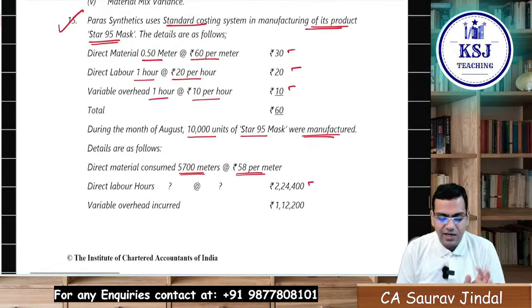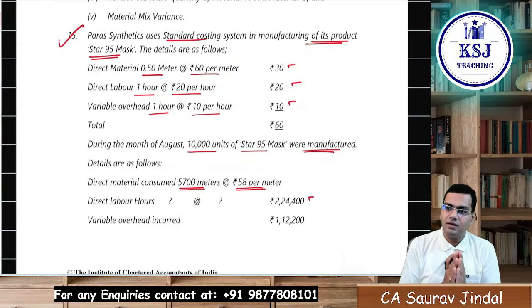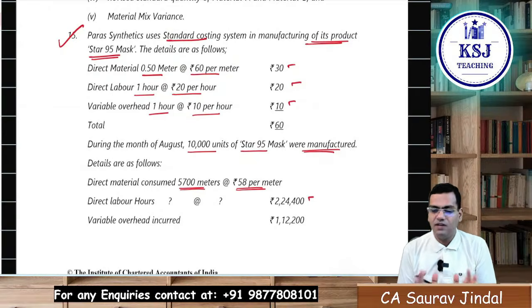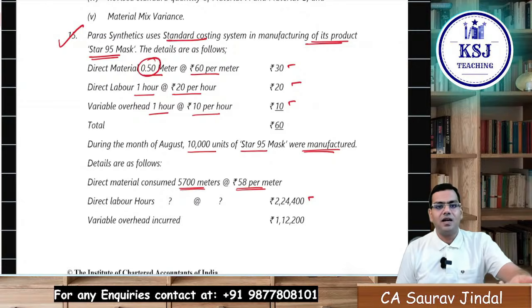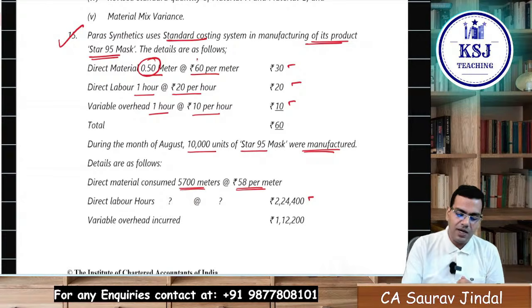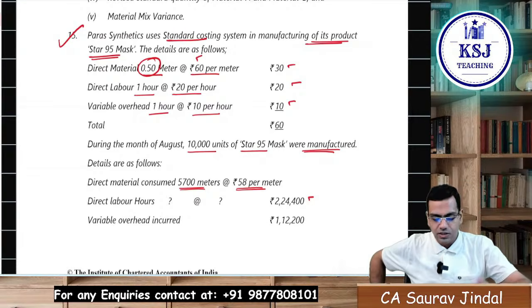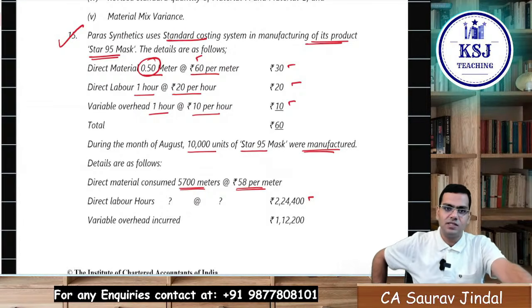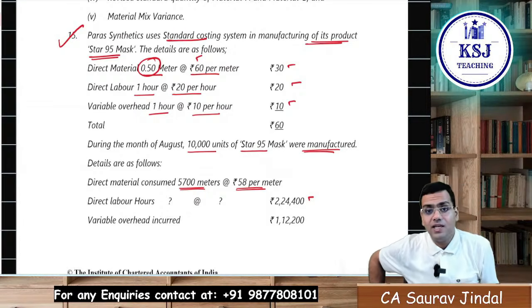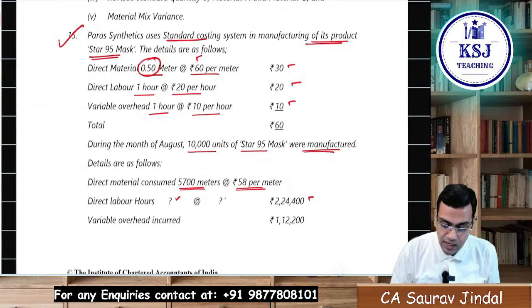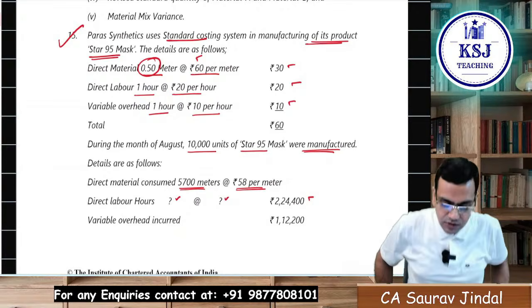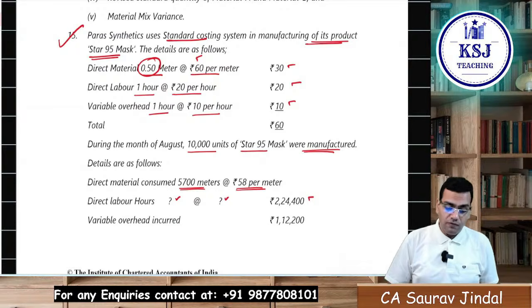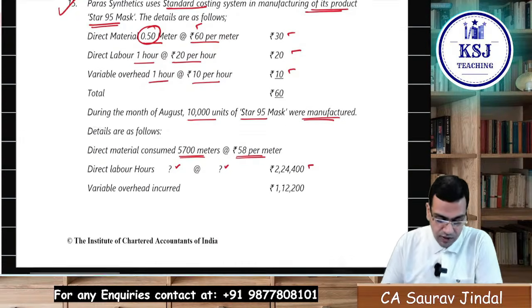See, material variances you will be able to calculate very easily, right? No difficulty in calculating the material variances. 10,000 multiplied by 0.5 meter, you will get the standard quantity for actual output. Multiplied by 60, you will get the standard cost. Actuals are given. Material variances, no issue. But for the labor variances, you first need what? You need to calculate this, sir. How will we calculate this? We will calculate it with the help of what? The variable overheads.